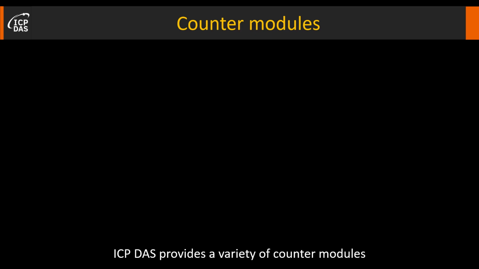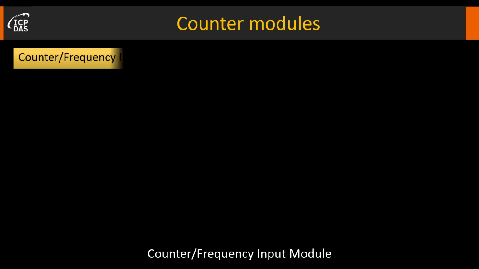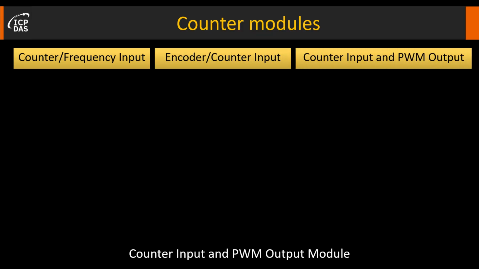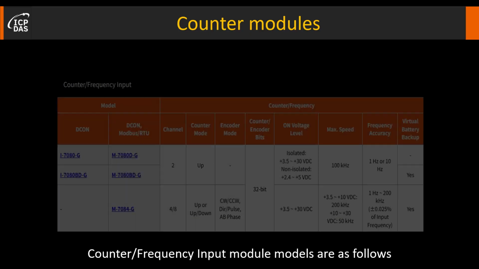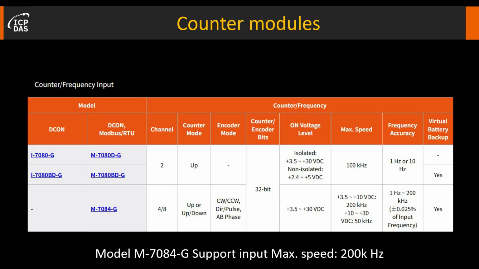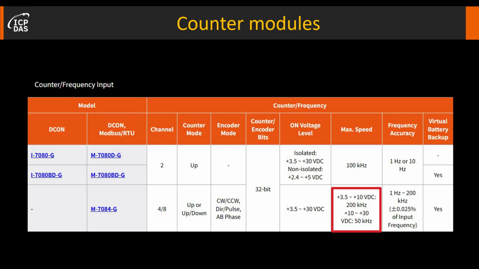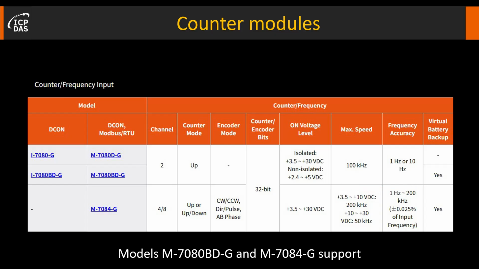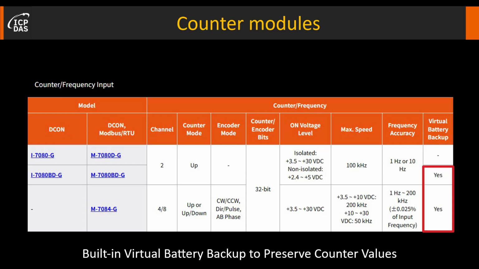ICP-DOS provides a variety of counter modules: counter/frequency input module, encoder/counter input module, and counter input and PWM output module. Counter/frequency input module models are as follows. Model M-7084G supports input max speed 200 kHz, frequency accuracy 1 Hz to 200 kHz. Models M-7080BD, G and M-7084, G support built-in virtual battery backup to preserve counter values.